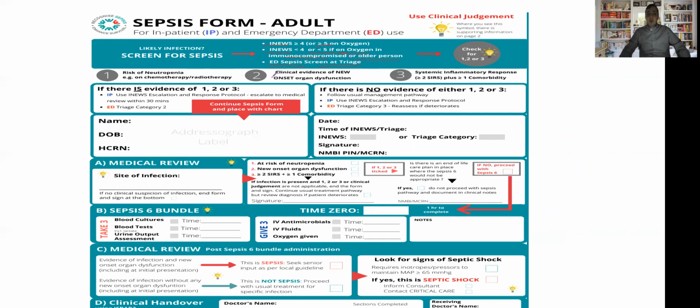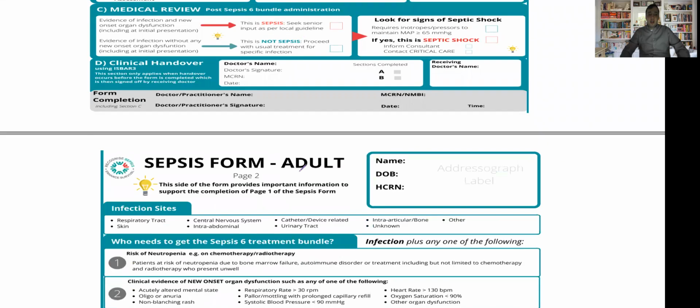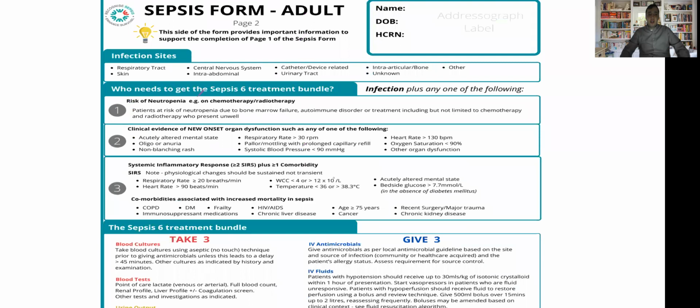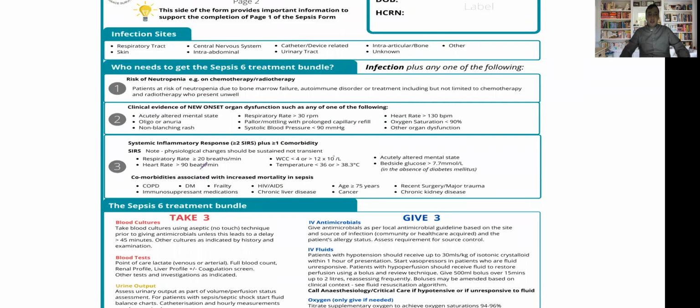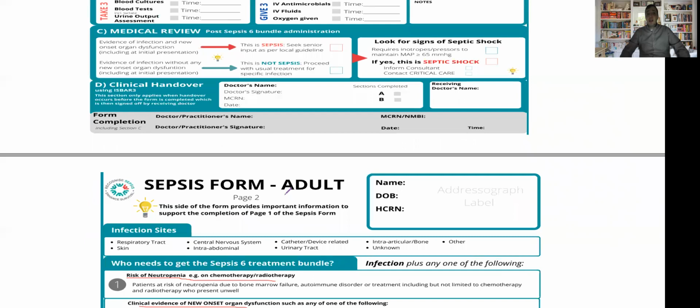So check for 1, 2, 3. Risk of neutropenia if the patient is on chemotherapy or radiotherapy. This is the first one. Then 2, clinical evidence of new onset of organ dysfunction, and I will show you what the new onset of organ dysfunction is. And the third one is a systemic inflammatory response, more than or equal to 2 SIRS criteria plus 1 or more comorbidities. So this is the approach.